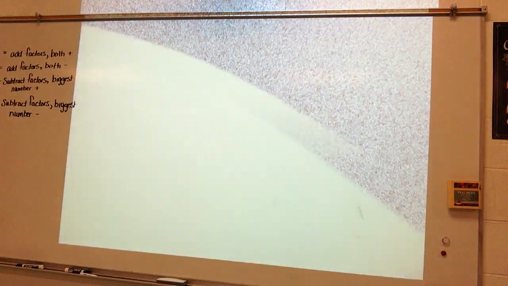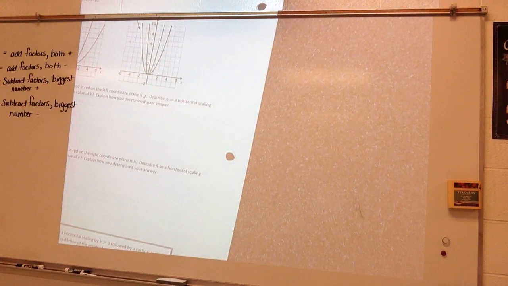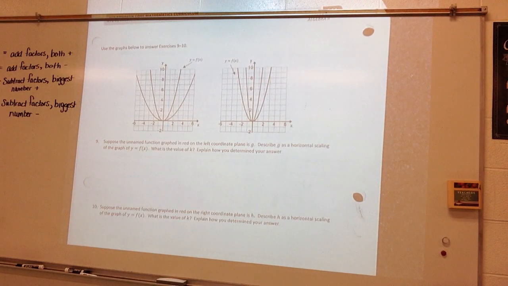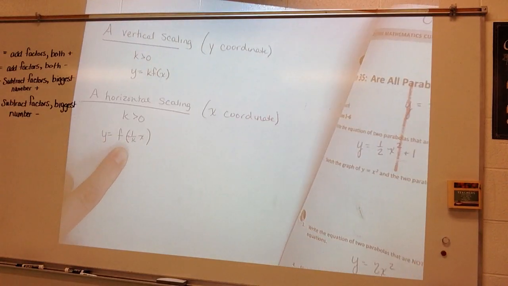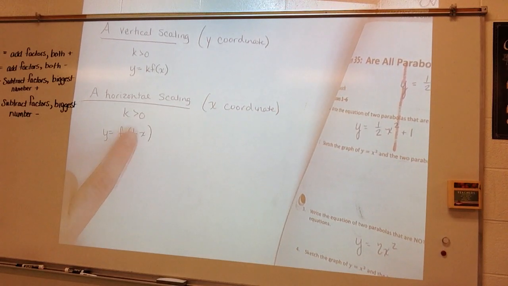Alright, let's talk about horizontal scaling. Use the graph below to answer questions 9 and 10. Go ahead and look at those graphs. Suppose the unnamed function graphed in red on the left coordinate plane is g. Describe g as a horizontal scaling of the graph of y is equal to f of x. What is the value of k? If you remember my horizontal scaling, it's going to look like this: f of 1/k x.